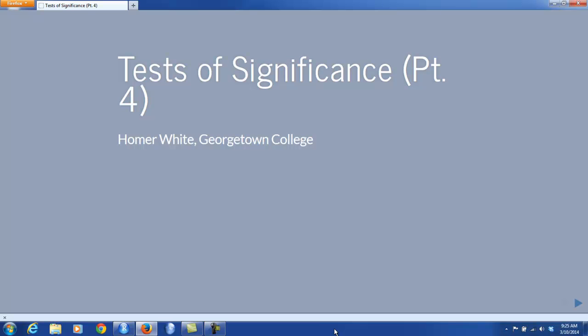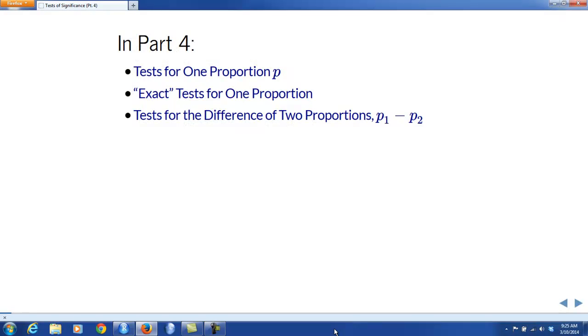We're working on tests of significance. In this part, we'll look at a couple of tests for one population proportion p. The first one will be based on the normal approximation to find p-values, and the second will be an exact test that's based on the binomial distribution. We'll also look at a test for the difference of two population proportions, p1 minus p2.